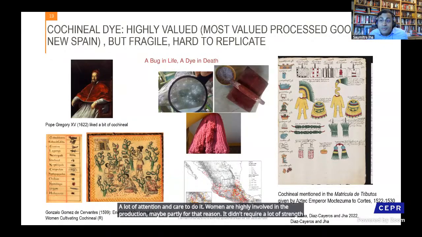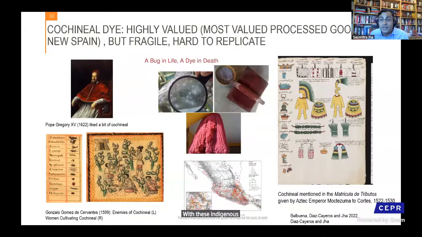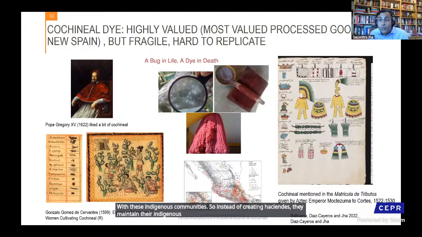And in fact, the Spanish, though they tried to create plantations of cochineal, failed. And so the cochineal remained in the hands of the indigenous communities, and the Spanish would trade with these indigenous communities. So instead of creating haciendas, they maintained their indigenous ways of life, largely because they were connected with cochineal production.